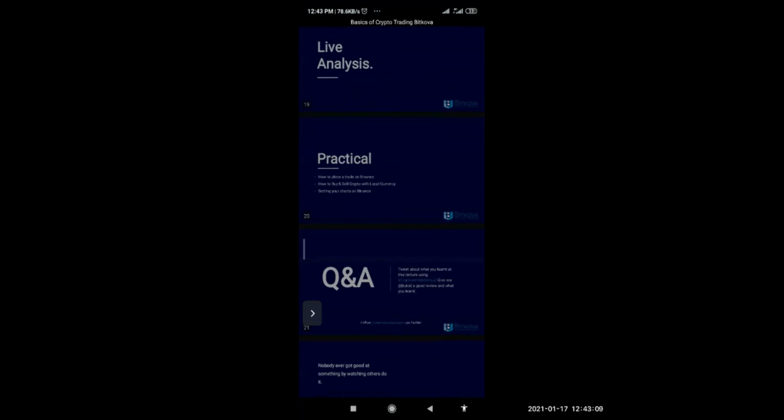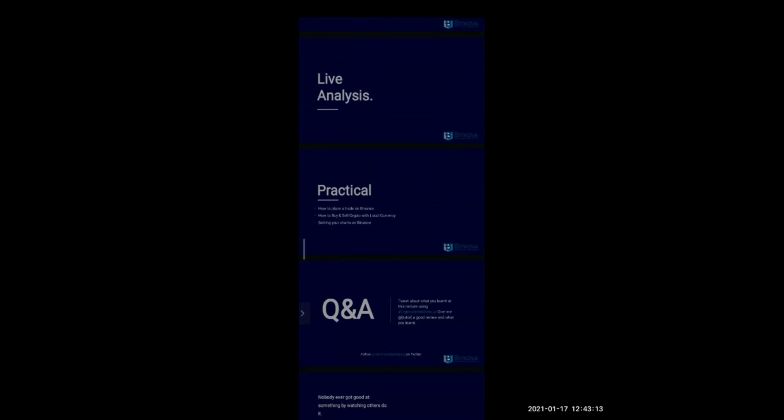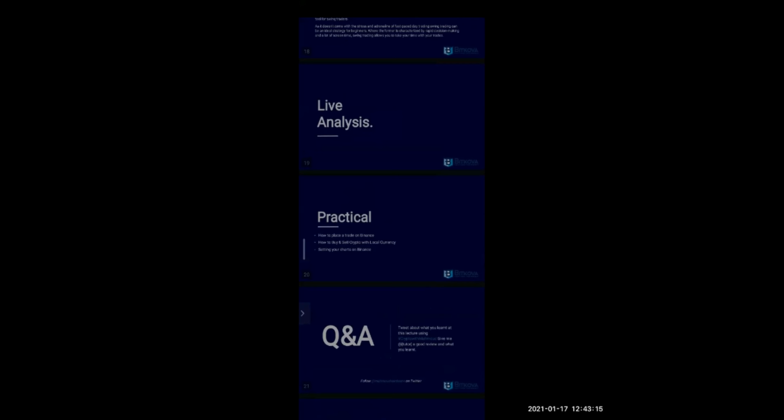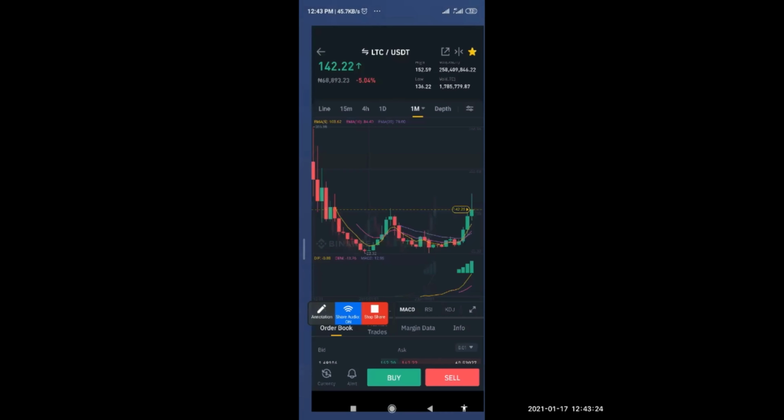Okay, so last and final, that is the practical aspect: how to place a trade on Binance, how to buy and sell crypto with local currency, and setting your charts on Binance. Okay, so this one is very straightforward.